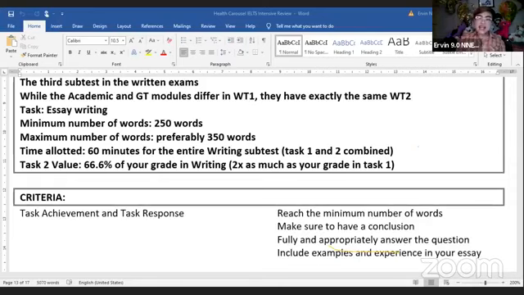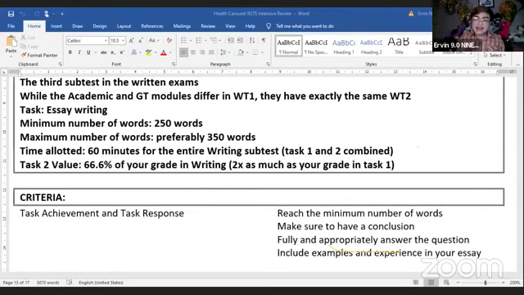Now, let's have a recap of these 5 questions. Number 1, were you able to finish the writing task with a proper closure? Number 2, were you able to come up with a minimum number of words, and that's 250? Number 3, were you able to fully and appropriately answer the question? Number 4, were you able to provide examples as part of your essay? Or if you cannot think of a global or a local example, that's when you include a personal experience.